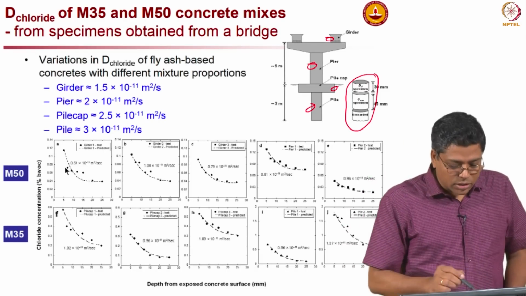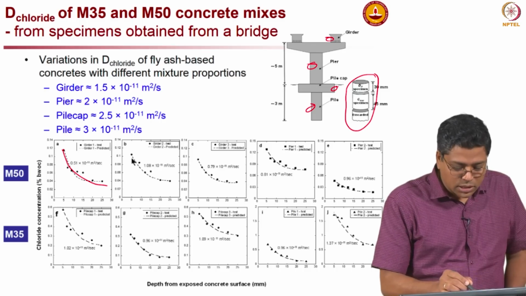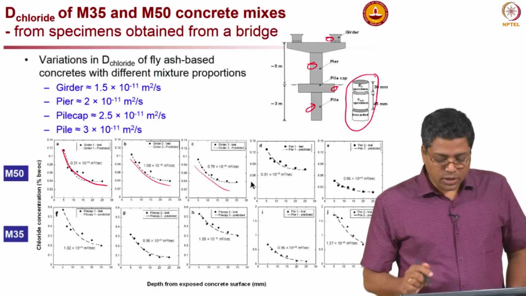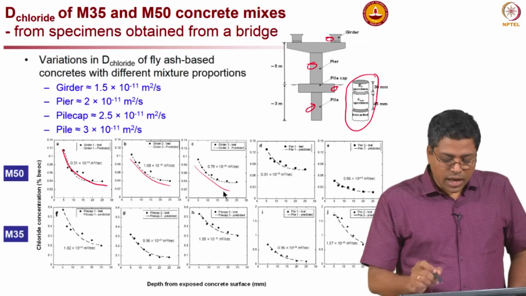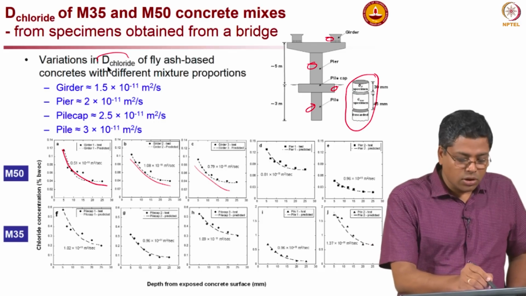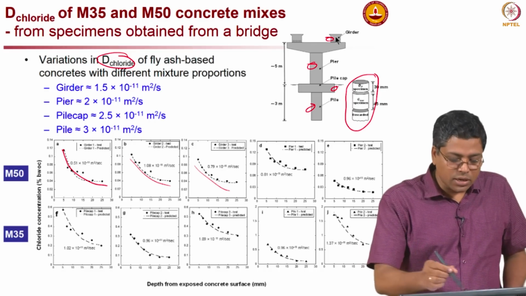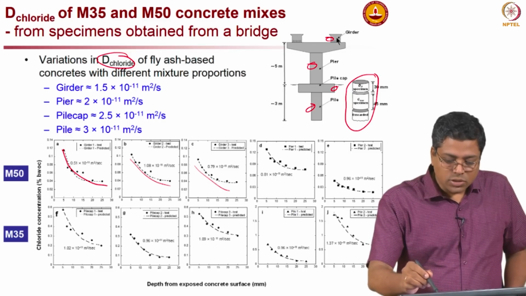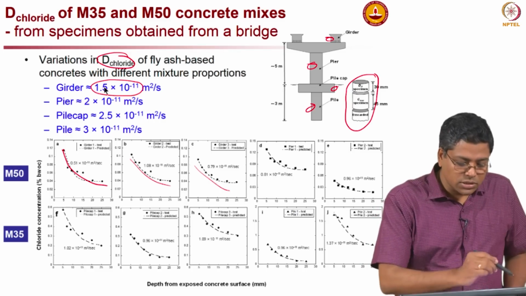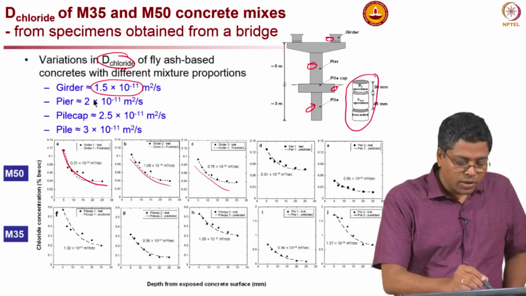You can see here on the bottom the chloride profiles, and these dashed curves indicate the fitted curve for Fick's second law of diffusion, and based on that you determine the chloride diffusion coefficient. These are the numbers in this particular case which we studied. It is actually a bridge in a major city in India. You can see that for the girder your diffusion coefficient is about 1.5 times 10 to the power of minus 11, whereas in the case of pier it is 2, in the pile cap 2.5 and 3.